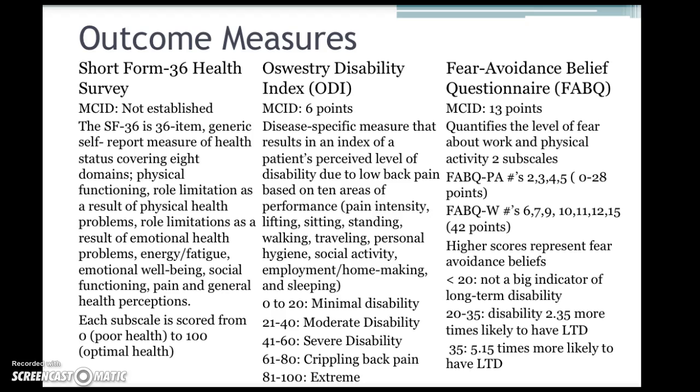The last outcome measure is the Fear Avoidance Belief Questionnaire. This questionnaire quantifies the level of fear about work and physical activity a patient may have. The minimally clinically important difference in this study is 13 points. This study also uses 2 subscales. Higher scores represent fear avoidance beliefs. A score of less than 20 is not a big indicator of long-term disability. Scores of 20 to 30 indicate 2.35 times more likely to have long-term disability, and with a score of greater than 35, the patient is 5.15 times more likely to have long-term disability.